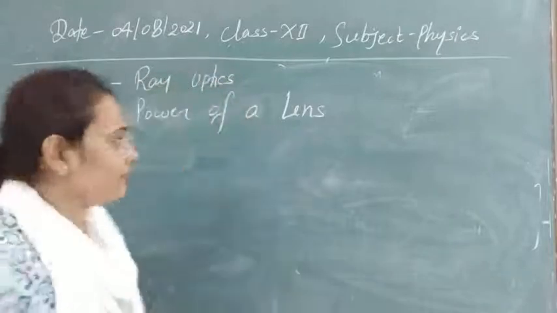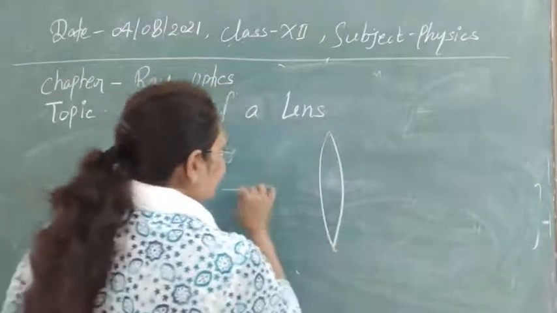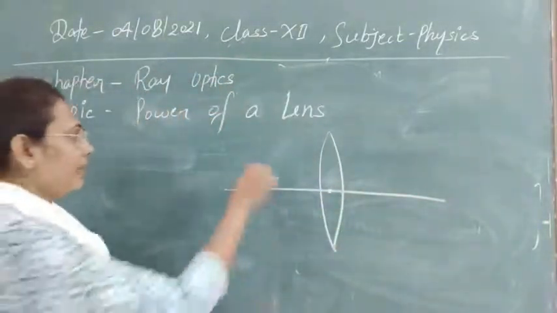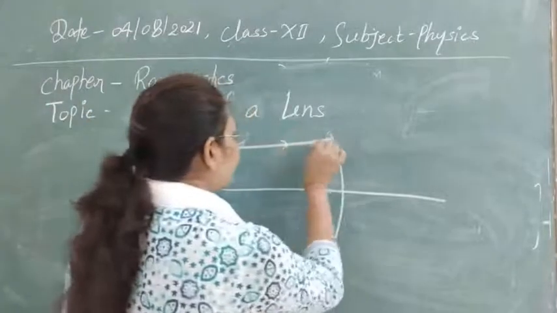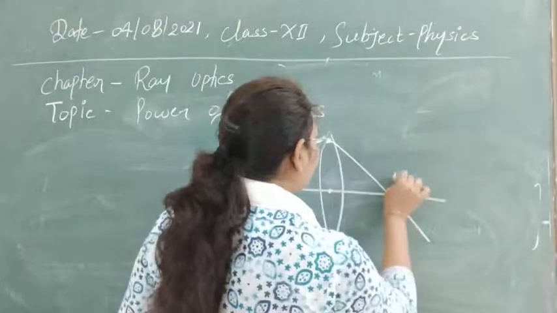So if we have a lens, suppose this is our convex lens, and this is the principal axis, whenever parallel light comes to it, you know that every parallel ray will pass through the focal point of the lens here.